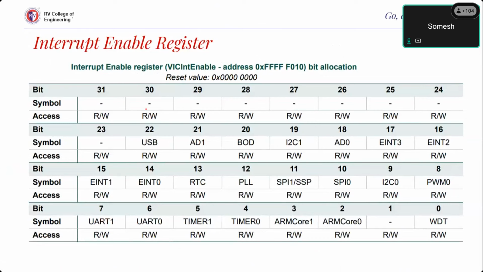Now, understanding how to develop a program which is interrupt enabled. For that, I have to understand the important registers present inside the vectored interrupt controller. Number one, the interrupt enable register. The interrupt enable register is a 32-bit register. This register has 1 bit for each peripheral. For example, if I want to enable the interrupt generated from timer 0, I have to go to bit number 4 and write 1 here. 1 means the interrupt is enabled from that source. 0 means the interrupt is not enabled. At reset, all the interrupts are disabled.